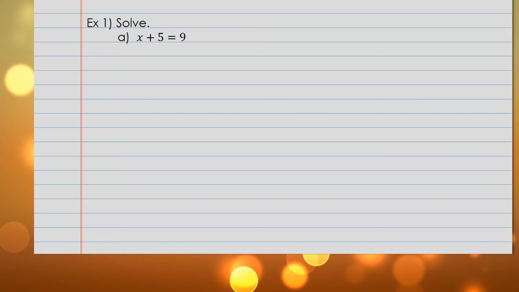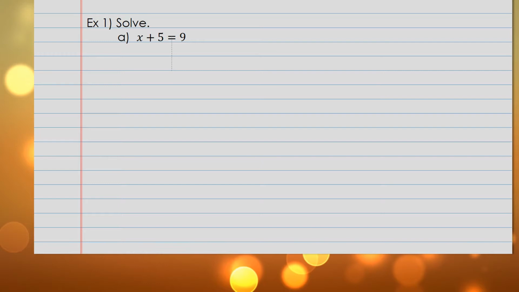Example 1, solve. For a, we have the equation x plus 5 equals 9. Now notice this is an equation because we see an equal sign. So I like to draw a line at the equal sign so I know my left side from my right side. Now look at the equation. We want to solve for the variable. In this case, what is our designated variable? Well, in this case, it happens to be x. So we look on the side that has the x, which happens to be the left side of the equation.